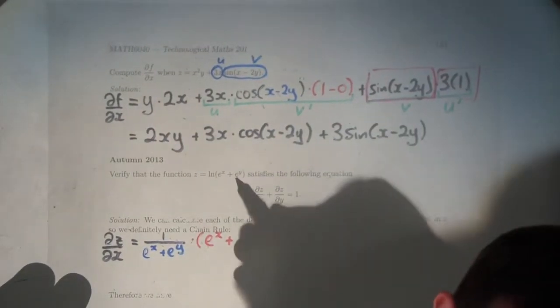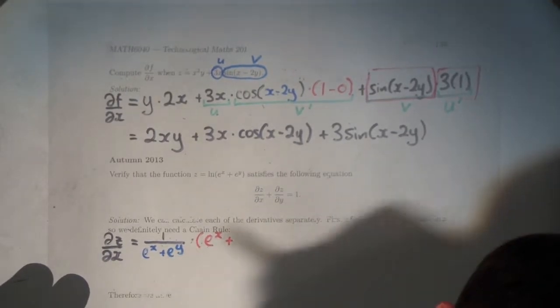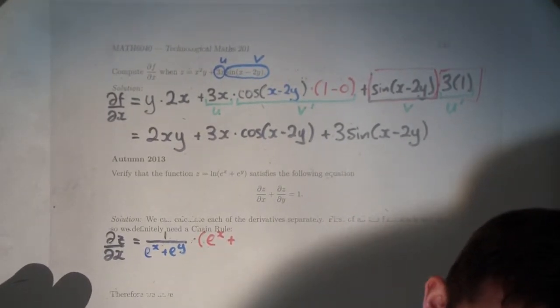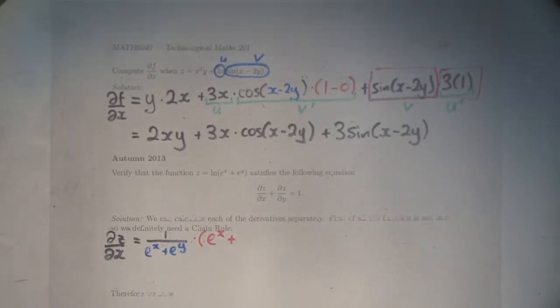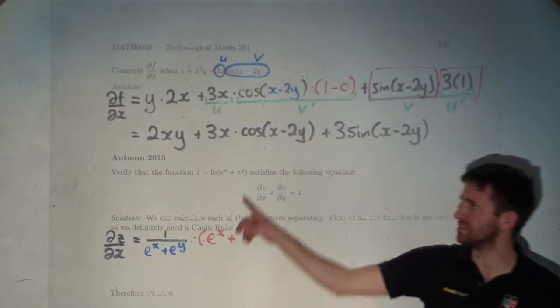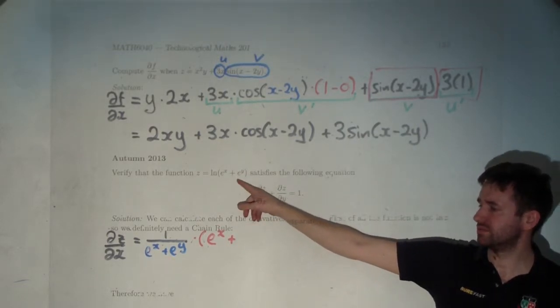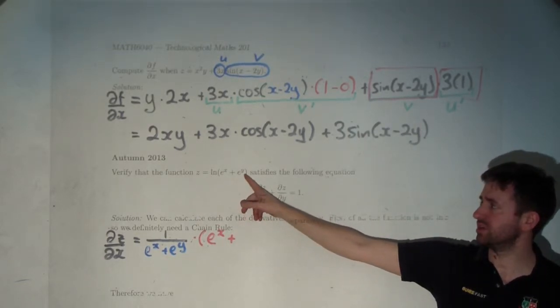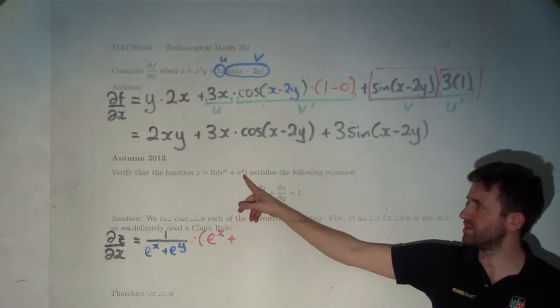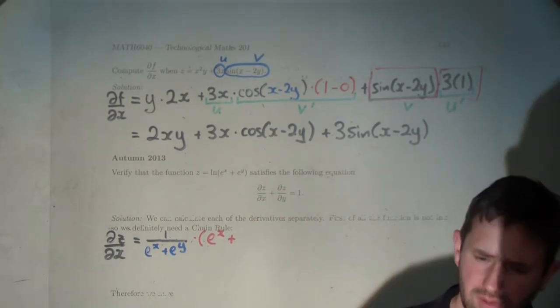And what is the derivative of e to the y with respect to x? 0. Because anything that just has y, if y is a constant itself, so I'll say y is 3, this is e cubed, which is like 2.718 cubed, it's a constant. The derivative of this with respect to x is 0.